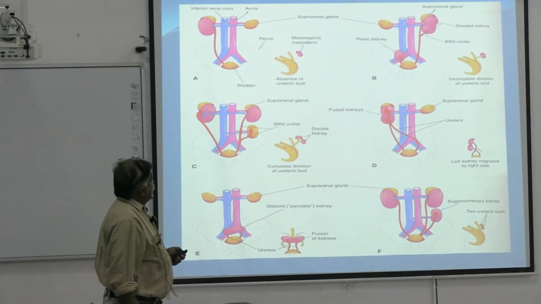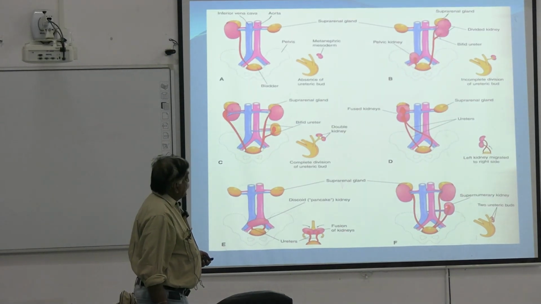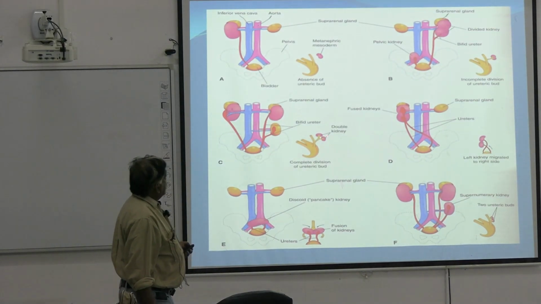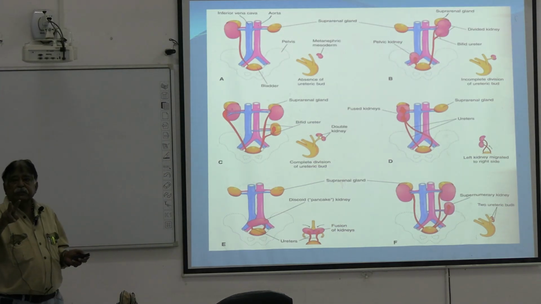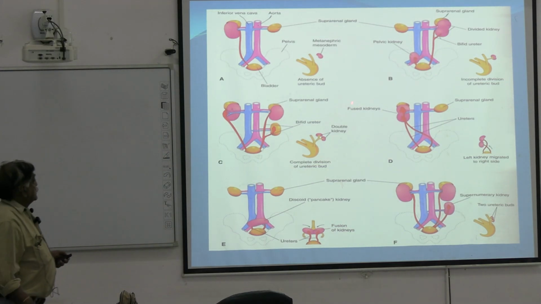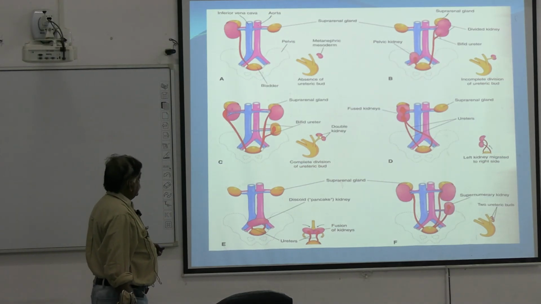Now these are the fused kidney. Again, the suprarenal gland. This is a supernumerary kidney. So the double kidney is due to two ureteric buds, the kidney buds, double kidney, complete division of the ureteric bud.